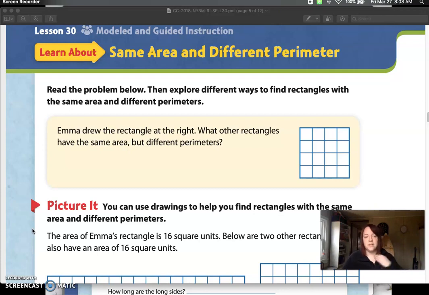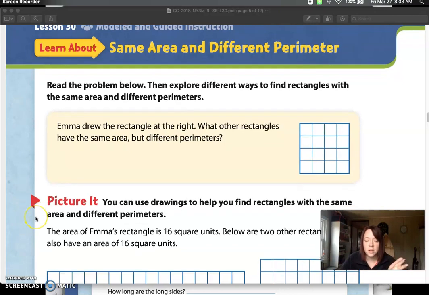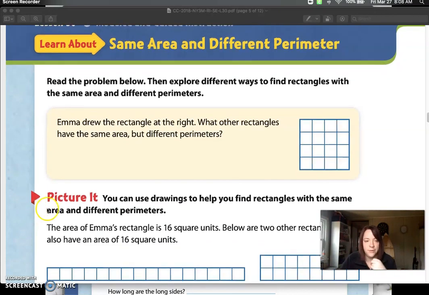So our lesson 30, we started yesterday, and it was talking about perimeter, but they wanted us to use perimeter to find different kinds of shapes, and find the missing sides. Today, they're talking about the same area, but different perimeter. You'll see once we do a couple problems, but not always is the perimeter the same as the area. Perimeter is what's on the outside, area is what's on the inside. So we have to look at a couple problems to realize how to figure that out.